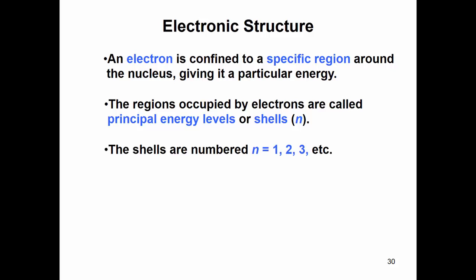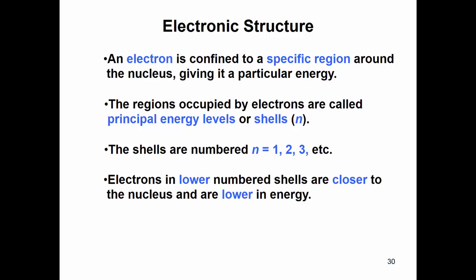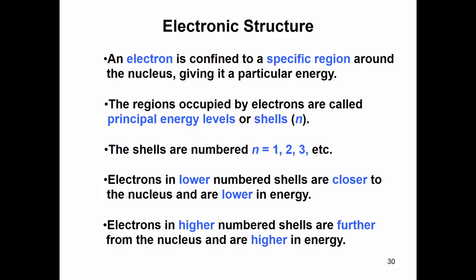And these regions are called energy levels, or principal energy levels, or shells, and they're given the symbol N. You can number the shells around the nucleus as N equals 1, N equals 2, N equals 3, and so on. And electrons that are in lower numbered shells are closer to the nucleus and are lower in energy. And then electrons in higher energy or higher numbered shells are further from the nucleus and are higher in energy.